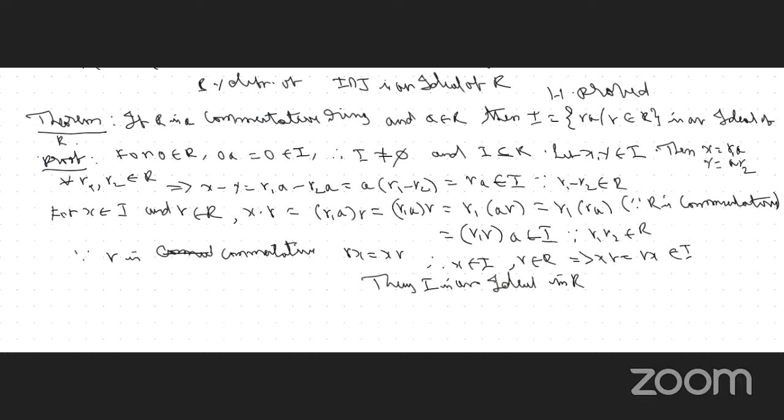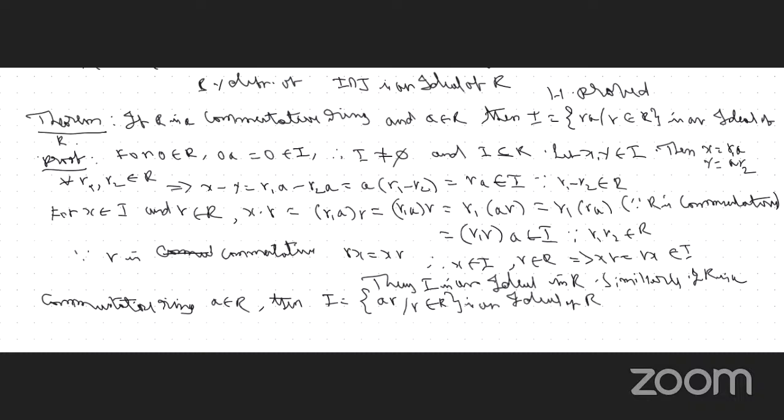Similarly, if R is a commutative ring and a belongs to R, then I equal to the set of ar such that r belongs to capital R is an ideal of R. This completes the proof, hence proved.